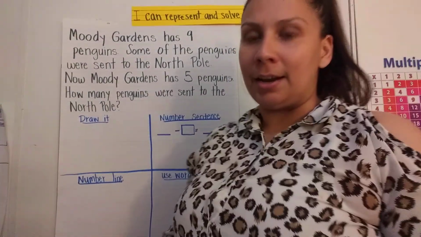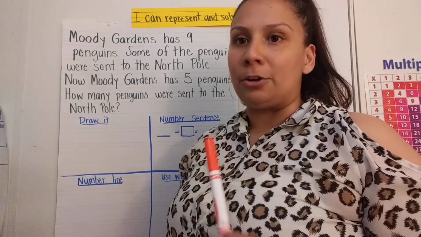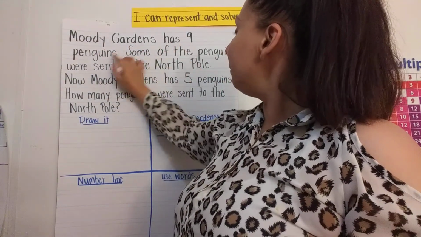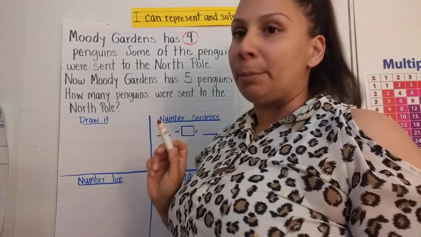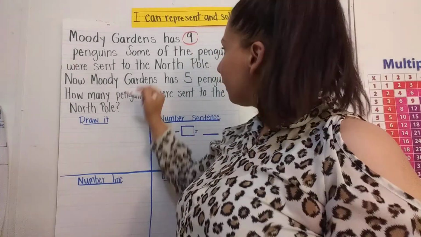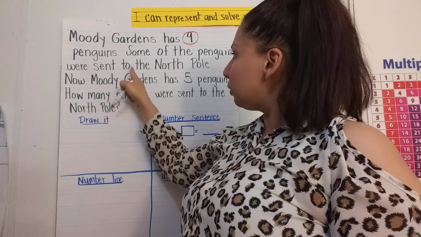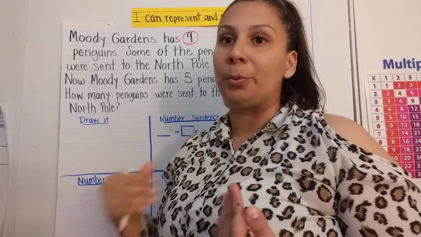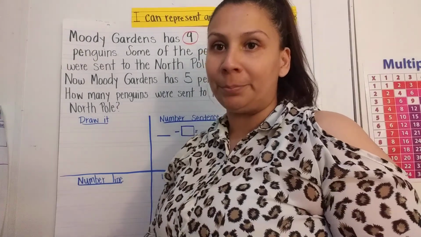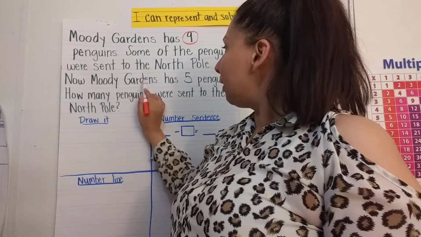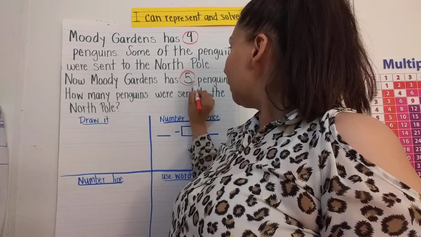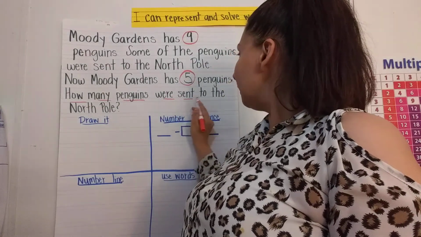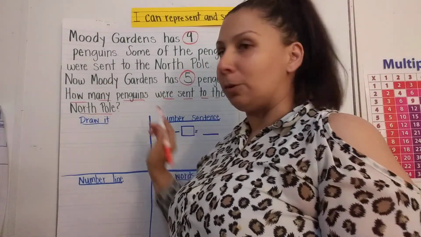Now I'm going to read it again, and I'm going to circle my numbers and underline my question. Moody Gardens has 9 penguins. How many penguins do they have? 9. Some of the penguins were sent to the North Pole. So they left. So that's how we know we're going to be subtracting in this word problem. Now Moody Gardens has 5 penguins. How many penguins were sent to the North Pole?